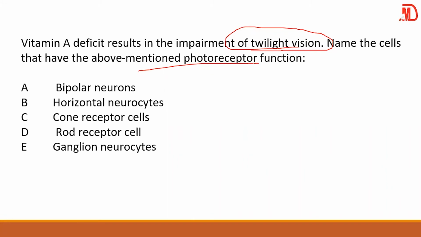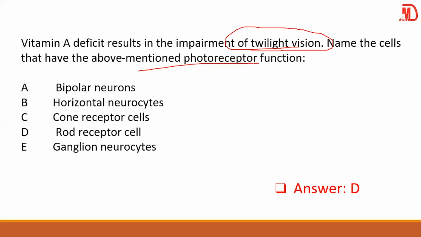Now, twilight vision simply means night vision. And they are saying that there is an impairment of night vision. So what photoreceptor function has been disturbed? Of course, rod cells. The rod receptor cells.